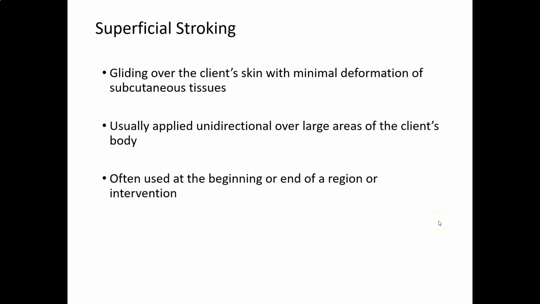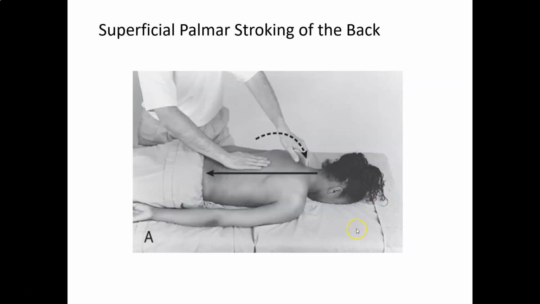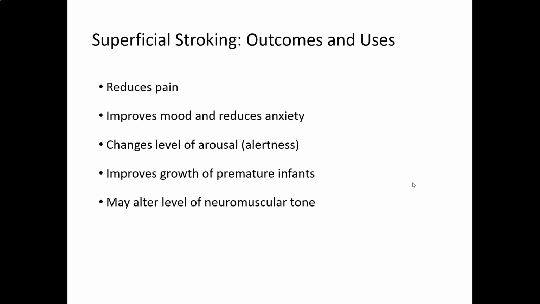So I know that some therapists will begin their entire treatment before they even put lotion on. They'll do superficial stroking, and then they'll apply lotion after the fact, and then they may finish with it as well. We can see here that the therapist is starting up near the trapezius area and is stroking from the cervical spine down towards the sacrum in the stroking technique. And this is palmar stroking, so the whole hand is in contact here. You can also do fingertip stroking as well, depending on the area and what your goal is in terms of applying the technique.